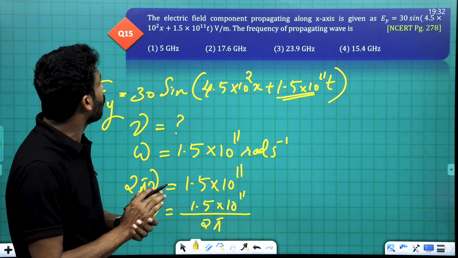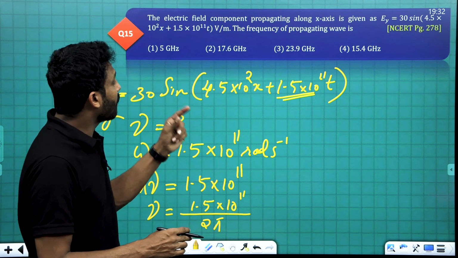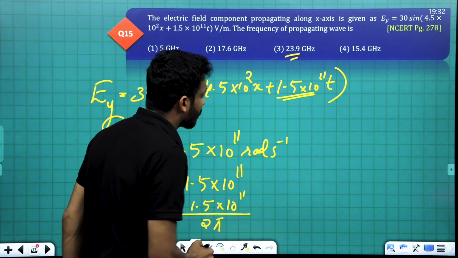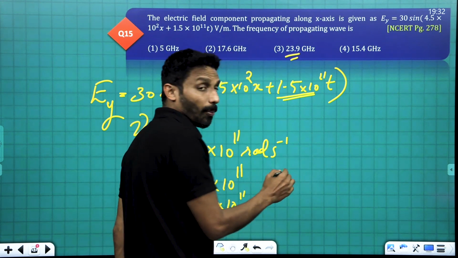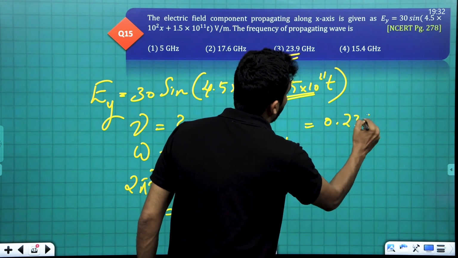0.25 into 10 raised to 11. Then 25 in that range. Here this is the answer. 0.25 is just a comparison, so I am writing it is 0.239.